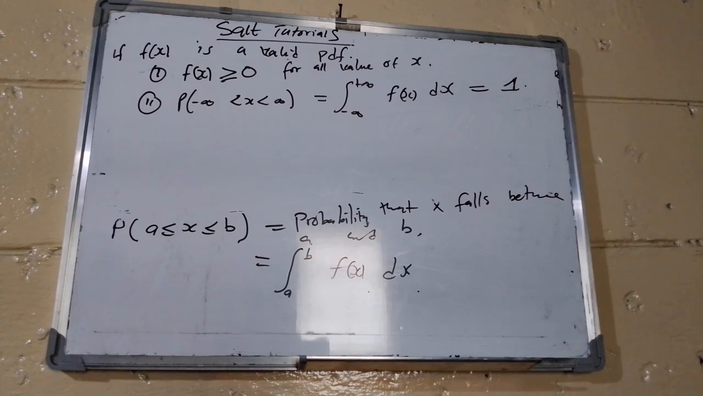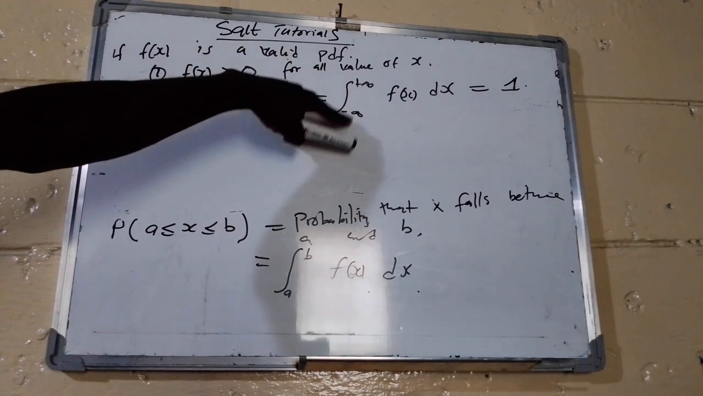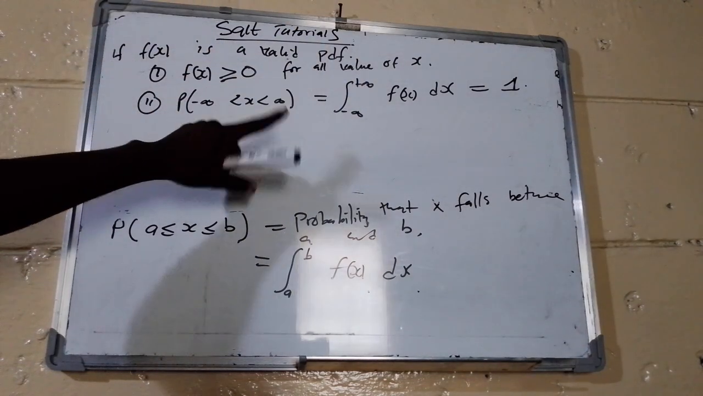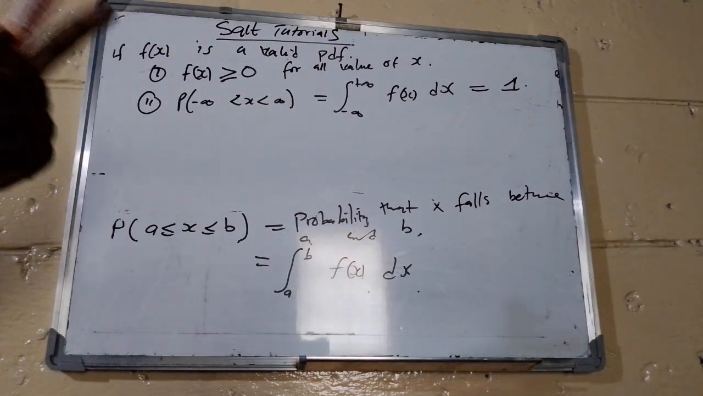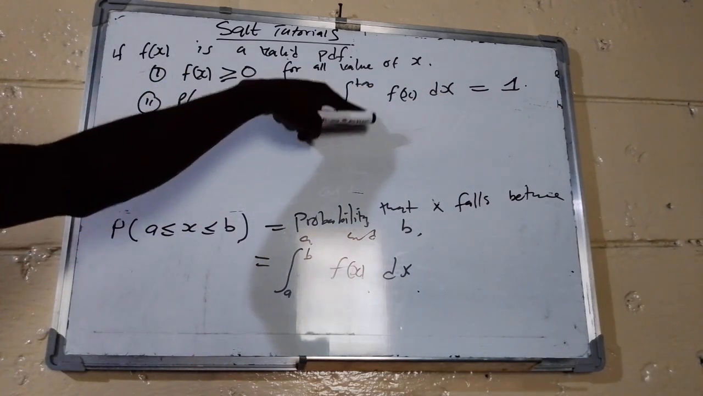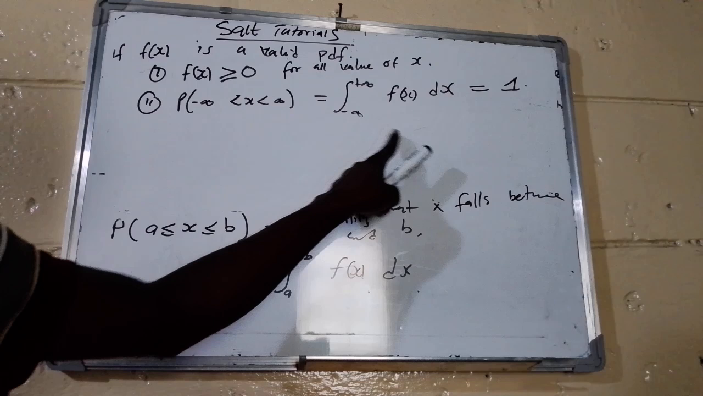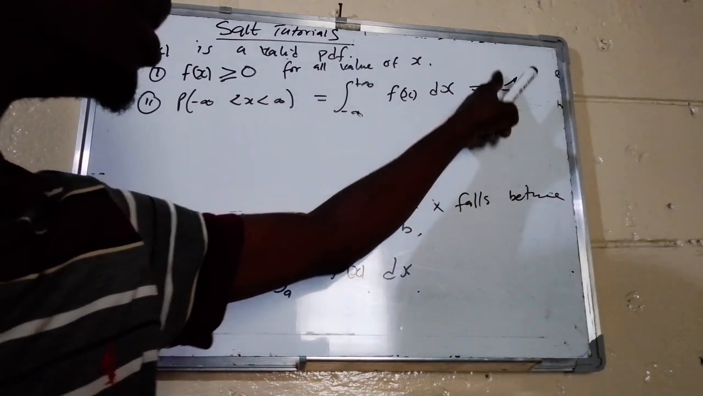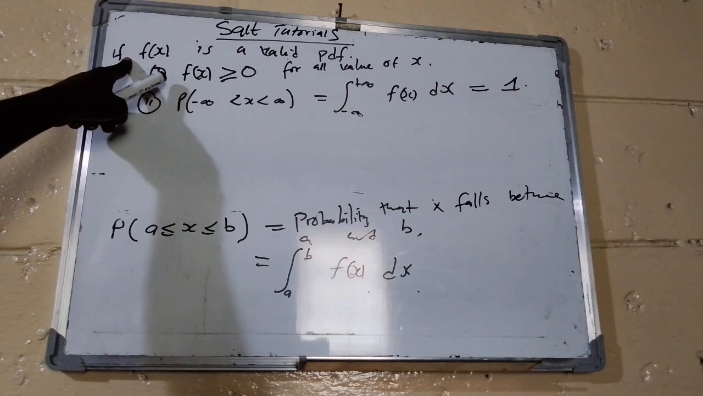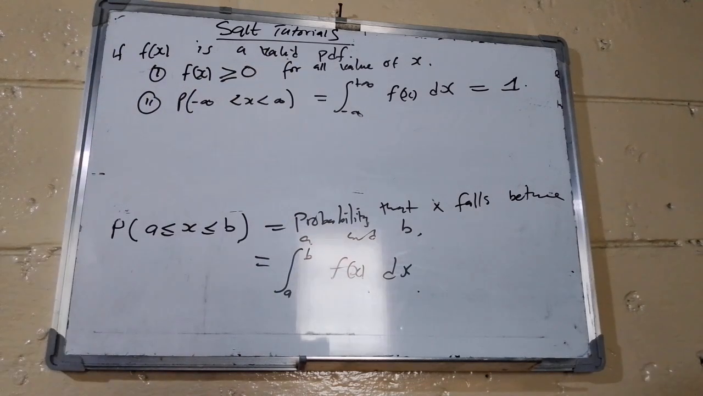So f of x is only a valid PDF if, over the given intervals where x is taking values, when we integrate that function between those two bounds, the integration should be equal to 1. And if this is the case, then you can conclude that f of x is a valid PDF.